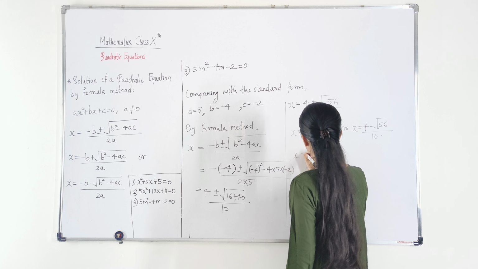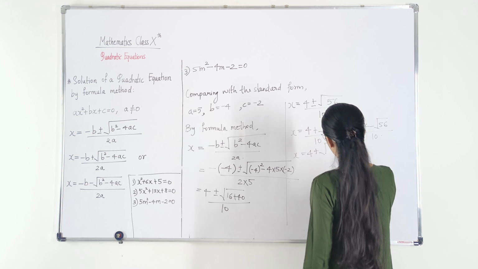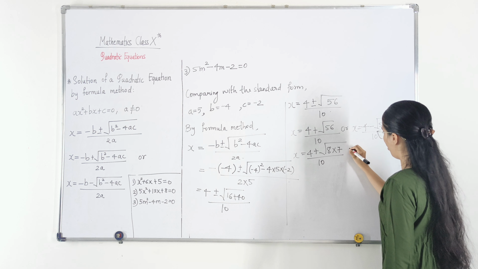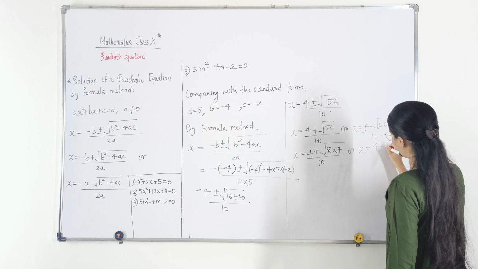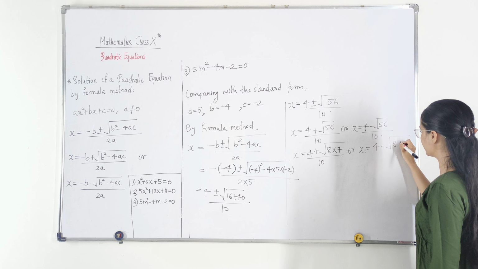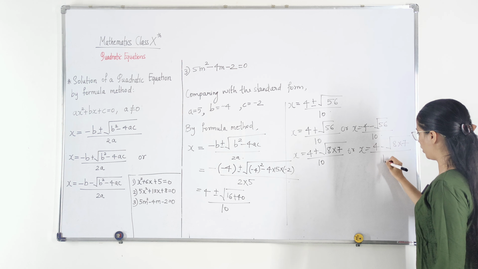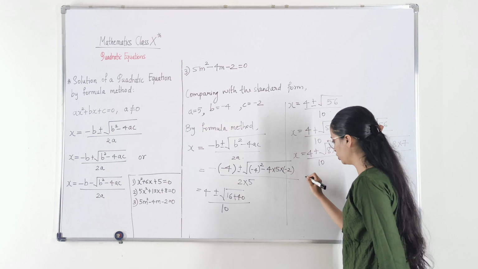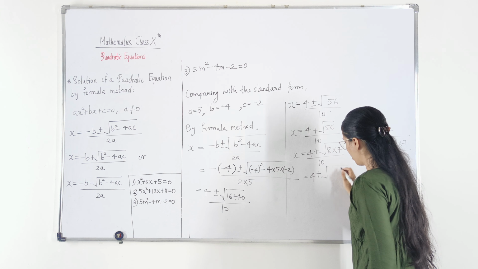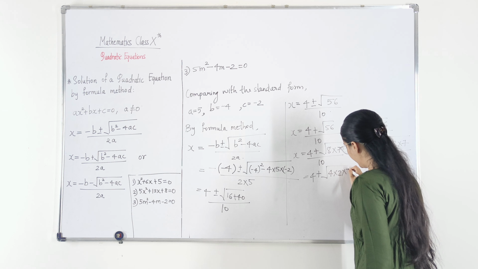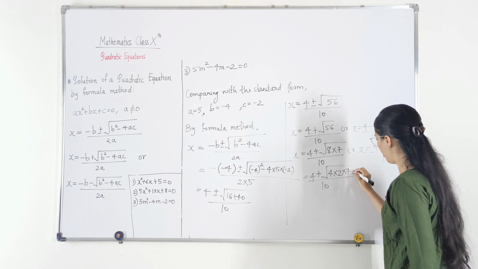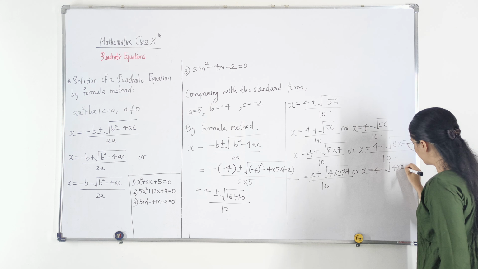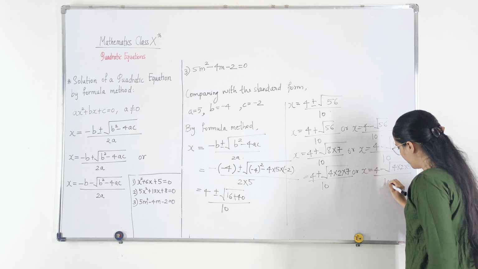Now, since we can write 56 as under root of 8 into 7, the whole upon 10, or your x can be written as 4 minus under root of 56, again can be written as 8 into 7, the whole upon 10. Now this 8 can again be written as 4 into 2. So we have 4 into 2 into 7, the whole upon 10, or similar kind of calculation can be done for the other term as well. So we have 4 into 2 into 7, the whole upon 10.